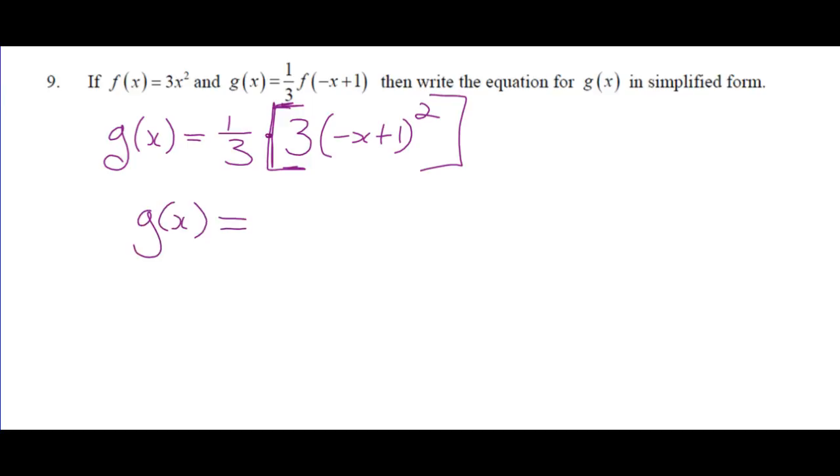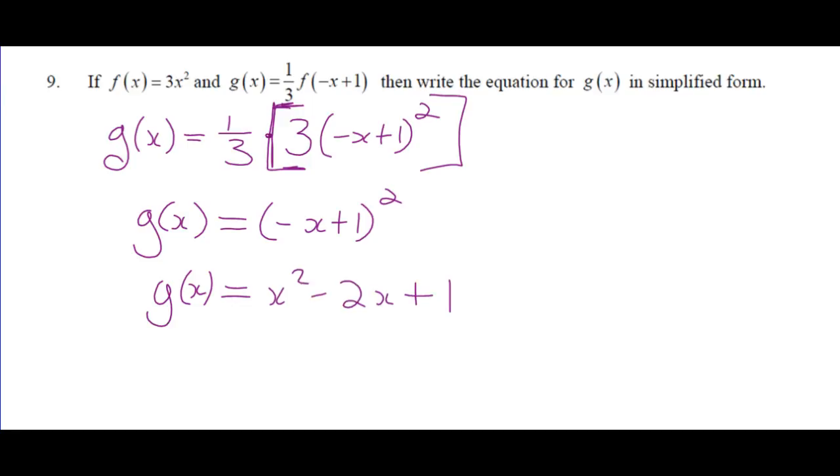Because 1/3 of 3 is 1. So there's g of x. It is negative x plus 1 quantity squared, right? Open parenthesis, negative x plus 1 squared. So it says simplified form, so we've got to expand that out, right? So what's that? x squared minus 2x plus 1? So we're just going to square the binomial, right?